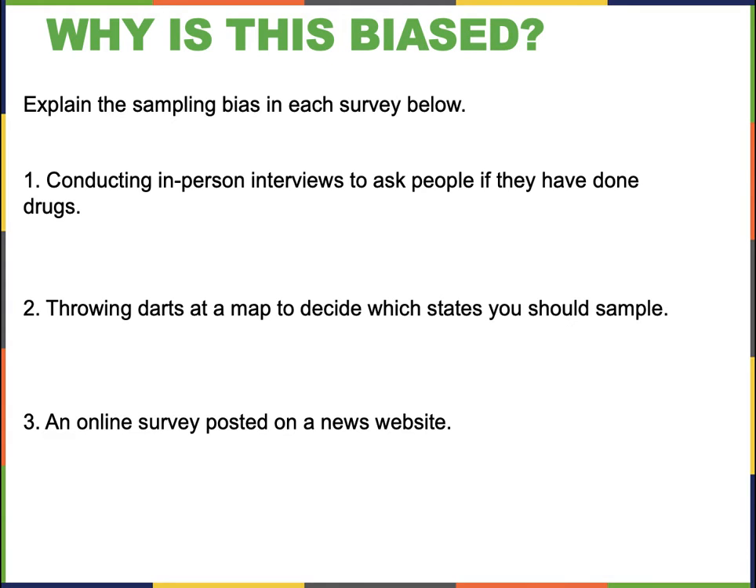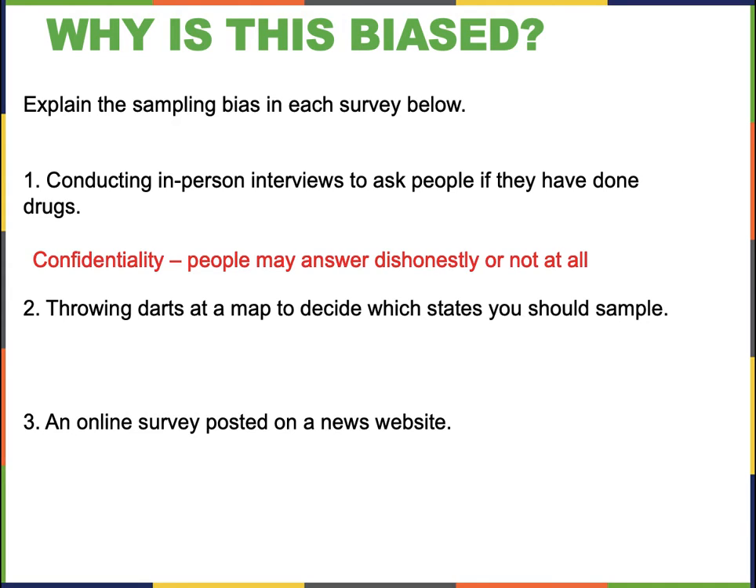Let's look at a few more examples that include bias and talk about why they are biased. Let's say you're conducting in-person interviews to ask people if they have done drugs. Again, this is a confidentiality issue. People may answer dishonestly or not at all. For that type of survey, you have to create an opportunity for people to answer anonymously.